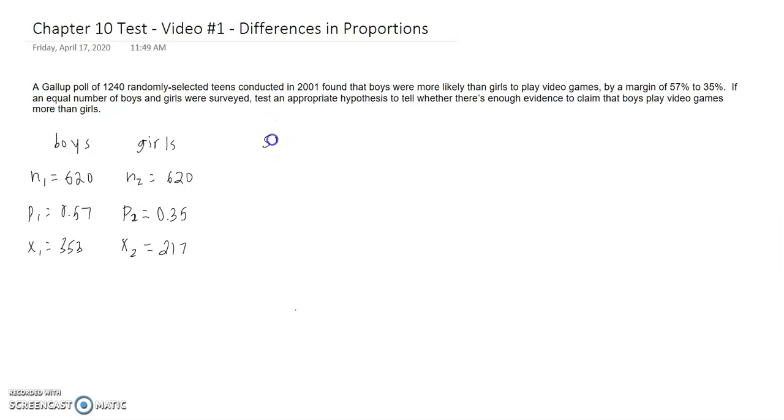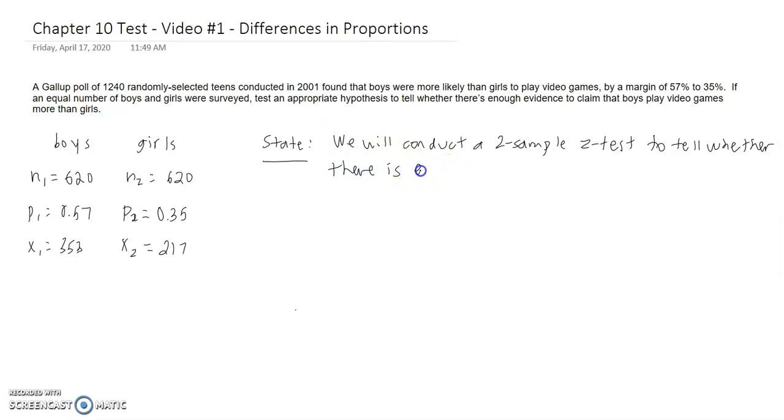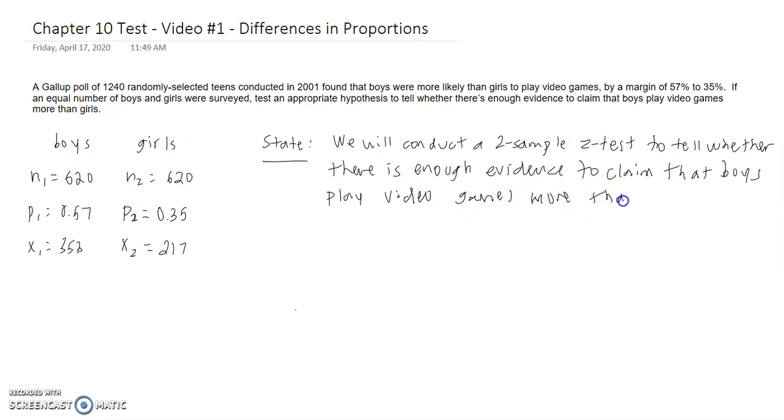So we're going to state, after doing our state plan conclude method, here we will conduct a two-sample z-test to tell, this is what our goal is, to tell whether there is enough evidence to claim that boys play video games more than the girls.